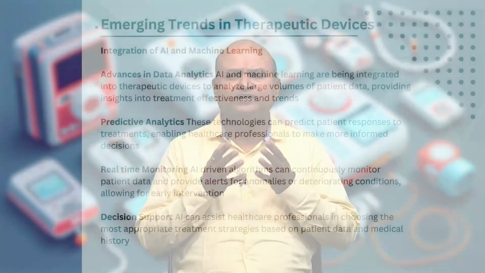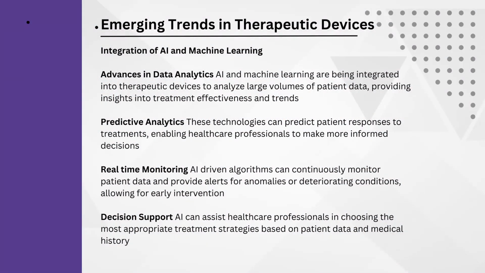Now, we discuss the integration of artificial intelligence and machine learning. Advances in data analysis: AI and machine learning are being integrated into therapeutic devices to analyze large volumes of patient data, providing insights into treatments, effectiveness and trends. Predictive analytics: these technologies can predict patient responses to treatments, enabling healthcare professionals to make more informed decisions.